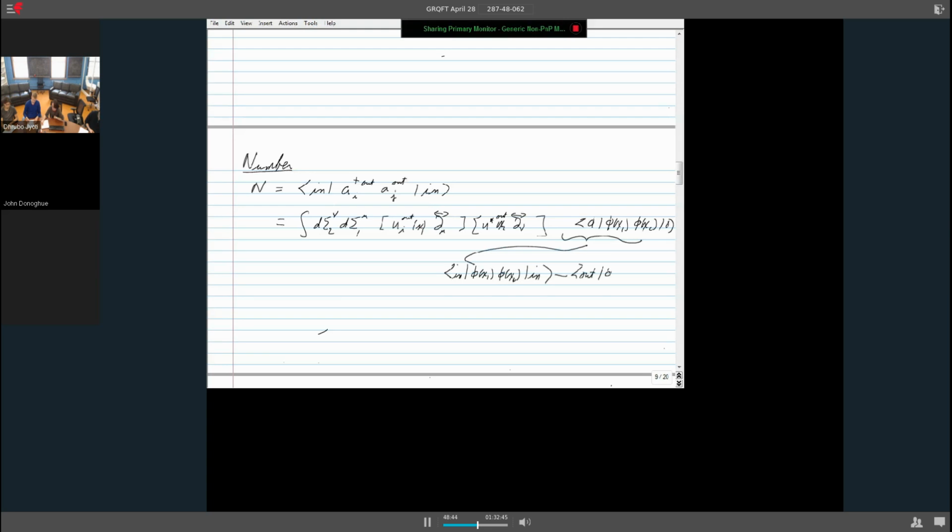Okay, and I'm going to do the same thing for a dagger, except one of these is u star and the other one's u. I want this to be 1 and this to be 2. D nu left and right, acting on phi. Okay, so that was the projection operator to get A and A dagger.